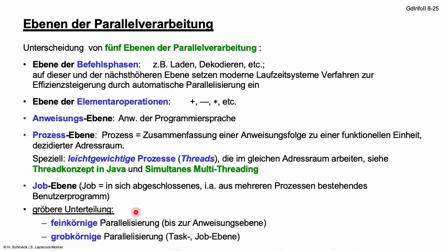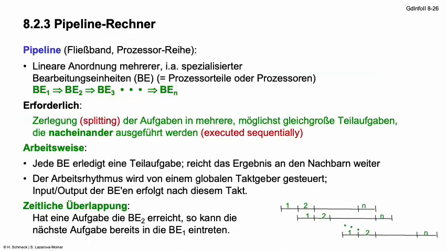And there is also, as I already mentioned, a definition into fine-grained parallelization. This means you go up to the statement level. The first three levels are basically known as fine-grained parallelization. And then the last two, so the process and the job levels, are known as coarse-grained parallelization. They all have, of course, different challenges associated with them.